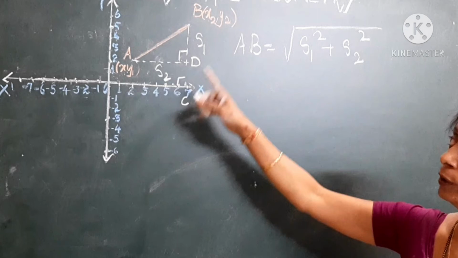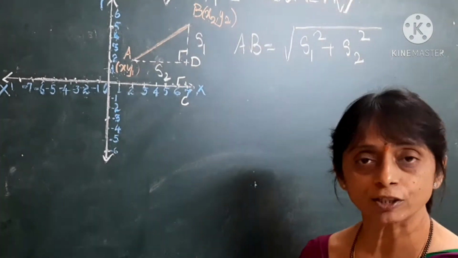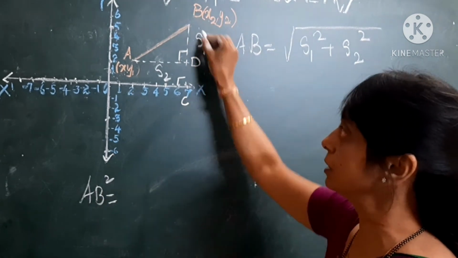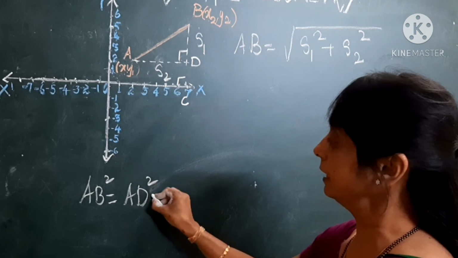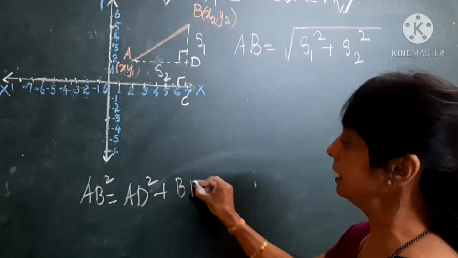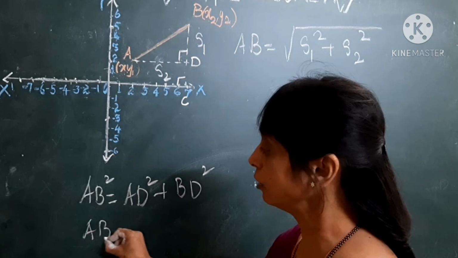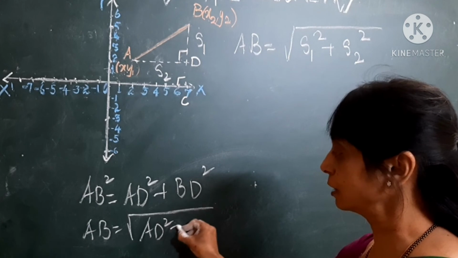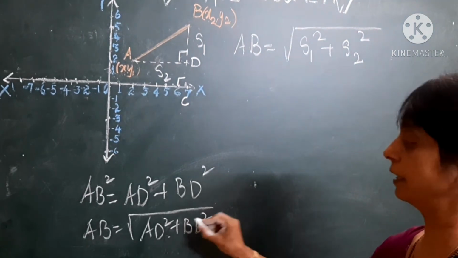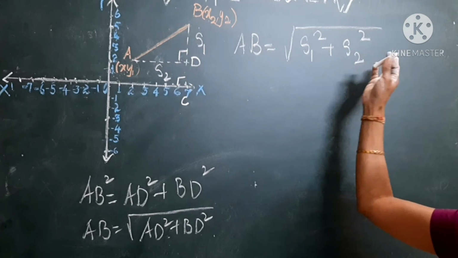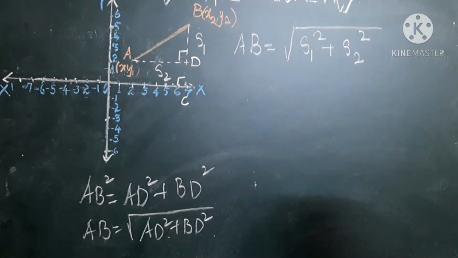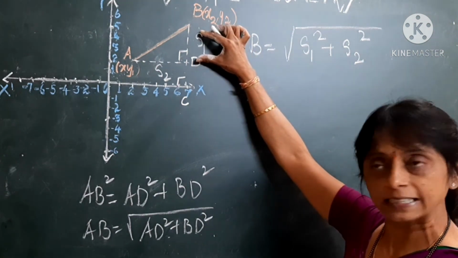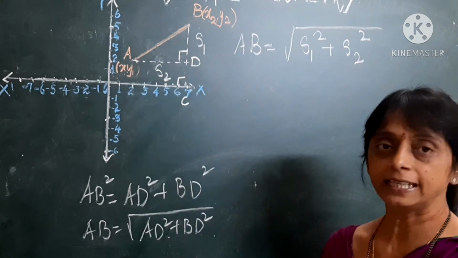In other words, how do you calculate the hypotenuse? What does your Pythagoras theorem say? That AB square is equal to AD square plus BD square. In other words, the length of the hypotenuse is equal to the square root of AD square plus BD square, which here we have represented as side 1 and side 2. But for this, first we will have to calculate the distance of side 1, marked as BD, and side AD.